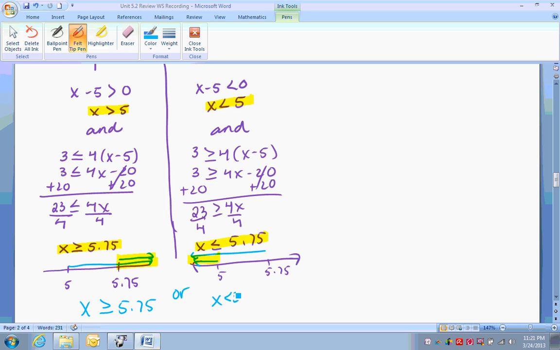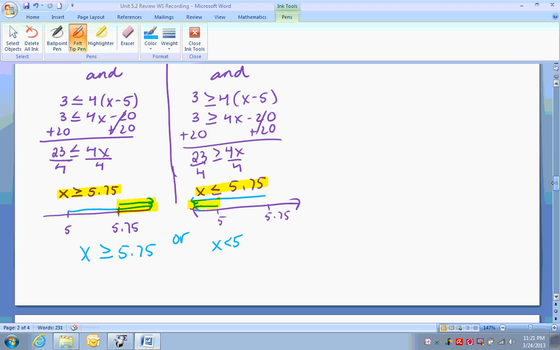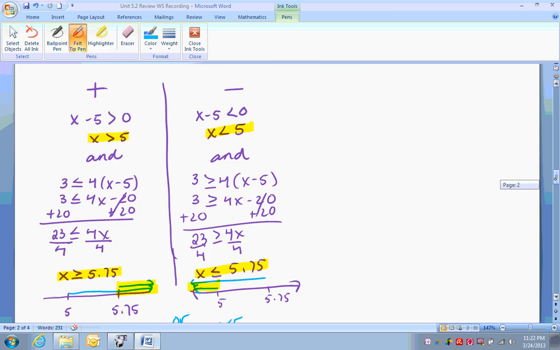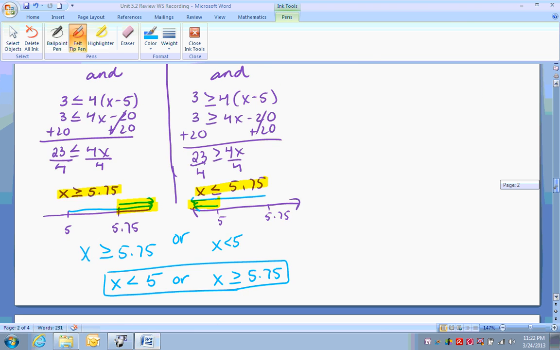And when we look at where that's shaded, we can write it as x must be less than 5, because the whole highlighted area is less than 5. So we have x must be greater than or equal to 5.75 or x must be less than 5. Well, a good OR statement always starts with the lower number. So we're going to start with x must be less than 5 or x must be greater than or equal to 5.75. And that is our answer to the inequality in number 11.